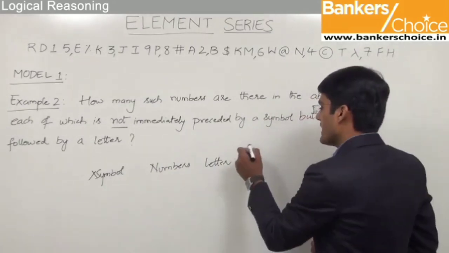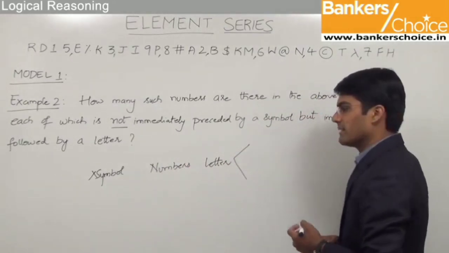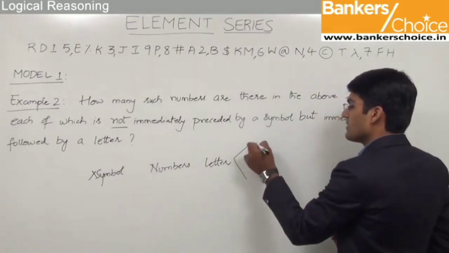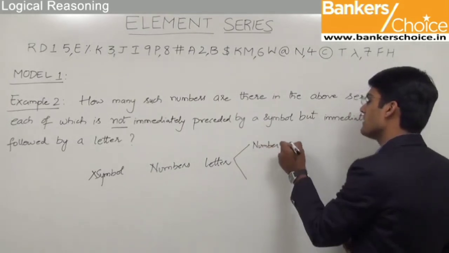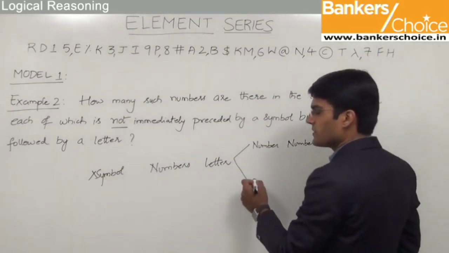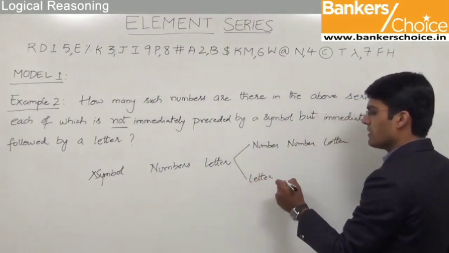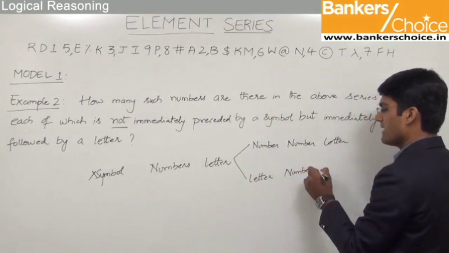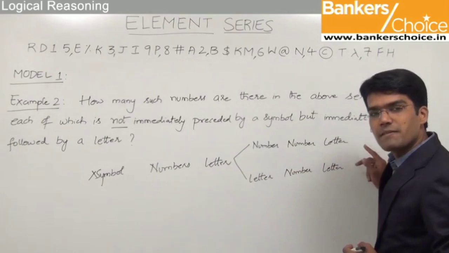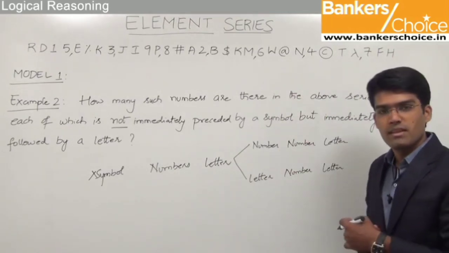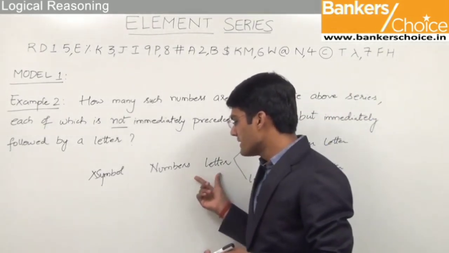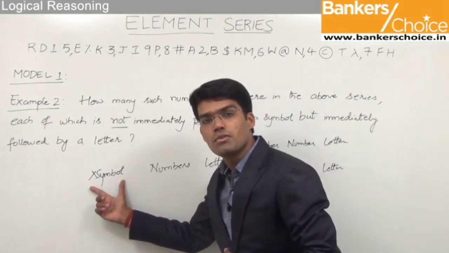That means we can get two types of triplets from the given set. If the first position is not a symbol, it can either be a number or a letter. So if it is a number, the triplet will be number followed by a number, which is again followed by a letter. Or if the first position is a letter, it will be followed by a number and again followed by a letter. So these are the two types of triplets which we are supposed to find out from the given series. But since doing both of them will take a lot of time, we can simply check out for numbers or letters, keeping in mind that the first position should not be a symbol.